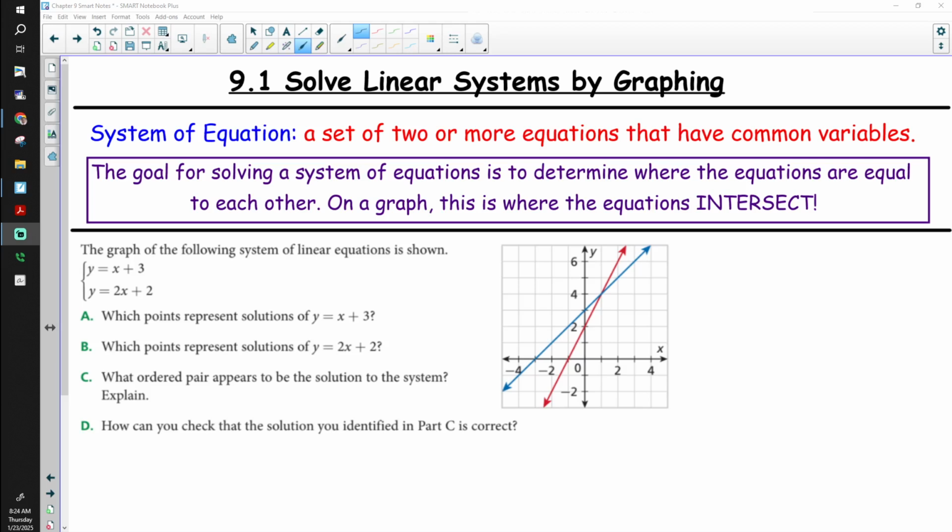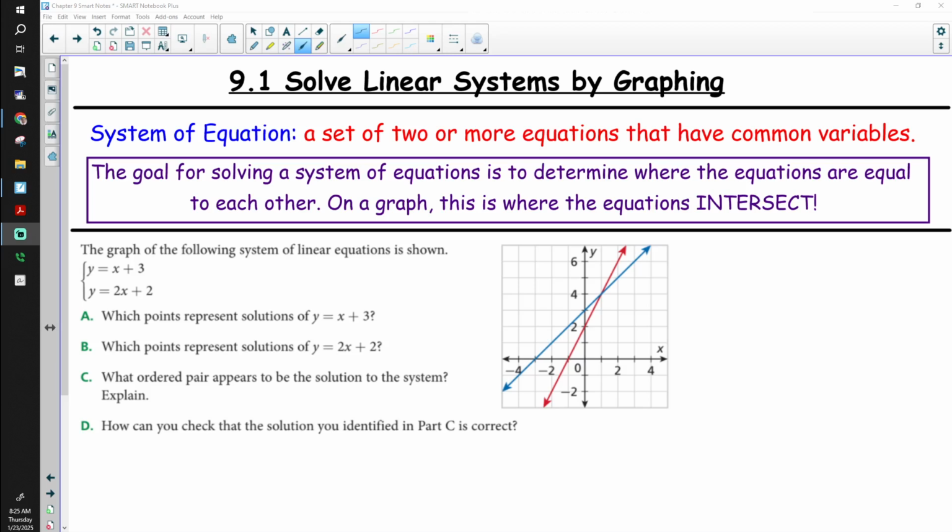So, a system of equations, right? A system is like our car is a system, right? The school has a system. It's a bunch of parts that work together. And that's what a system is in math. It's when we have 2 or more equations that have the same variables. So all of our problems are going to have 2 equations in there.